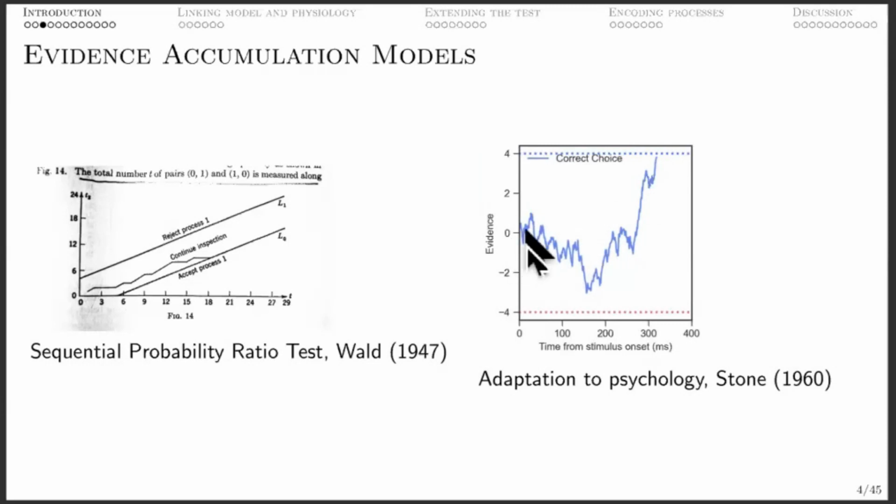But the fact that we rely on some random sample of the information from the stimulus explains how we can have a variability in the time taken for the decision, and also how we can have a variability in the choice made. Sometimes we hit the correct threshold, sometimes we hit the incorrect threshold.